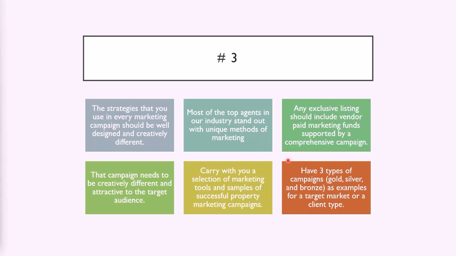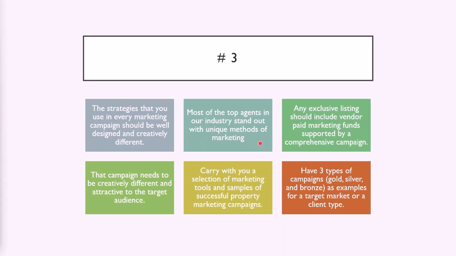Number 3, have a look at these things. The strategies that you use in every marketing campaign should be well designed and creatively different. That says you can do things more successfully, deeply and directly for the property type and for the clients that you are serving. And of course, there is a difference between open listings and exclusive listings. Make sure you are serving your exclusive listings far more deeply than anything else.